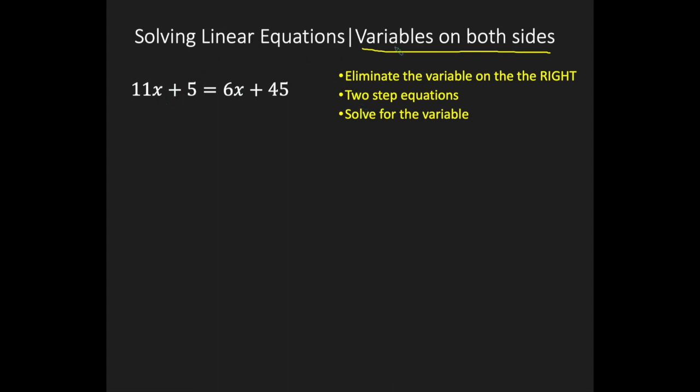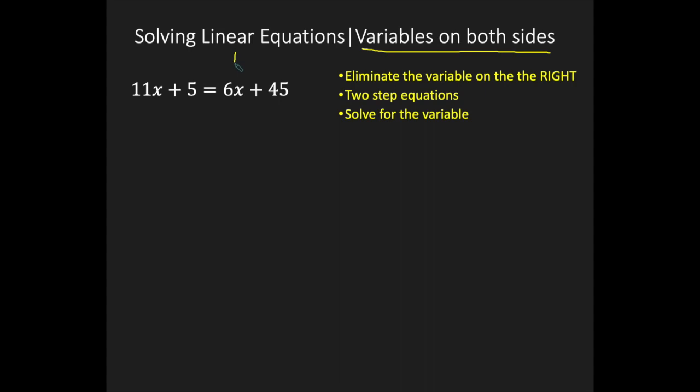Now, how do you know you have variables on both sides? If we look at our problem here, notice I have 11x on the left and a 6x on the right. Usually when you have variables on both sides, you have a variable, then an integer, your equal sign, variable, and then an integer. Now, when that occurs, your first step is to eliminate the variable on the right. I like to do that because you're going to see what happens.